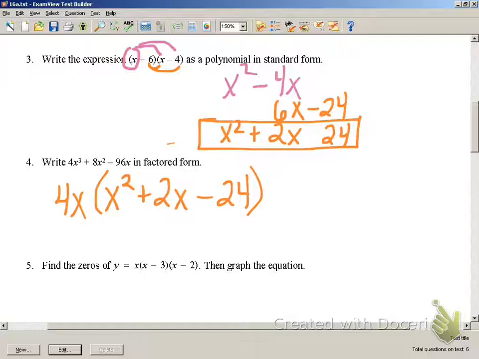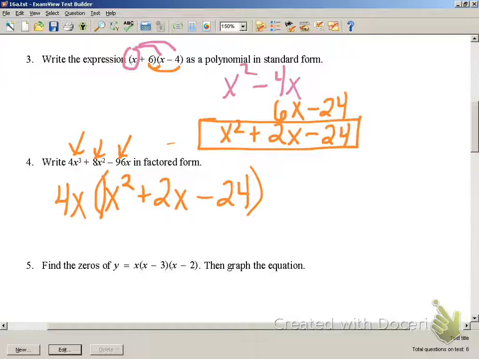There's our factored form. Or not factored form, that's just taking out the GCF. When we take out a GCF, we are simply dividing each of those terms. So if I'm looking here, 4 divided by 4 is 1. 8 divided by 4 is 2. Negative 96 divided by 4 is negative 24.